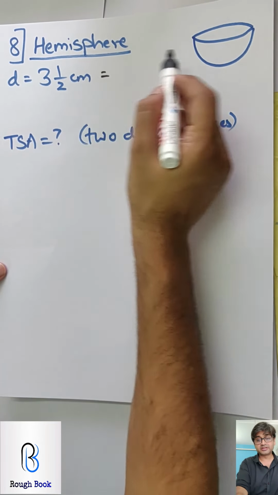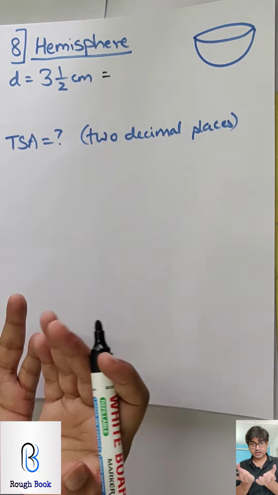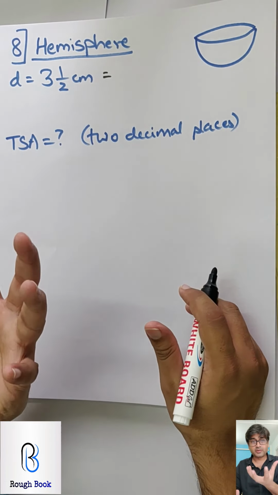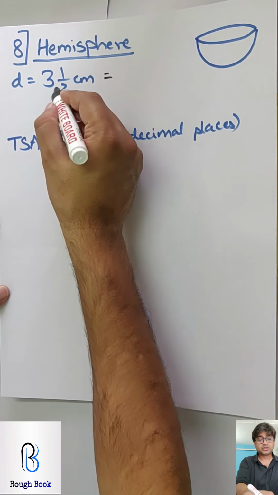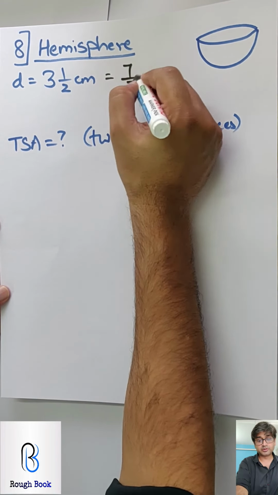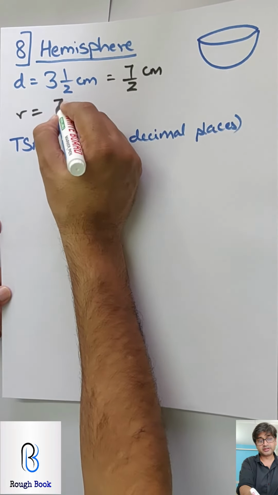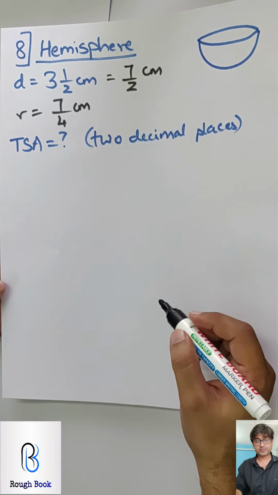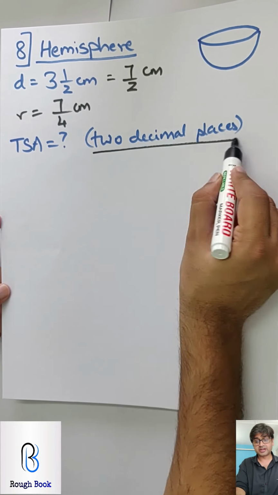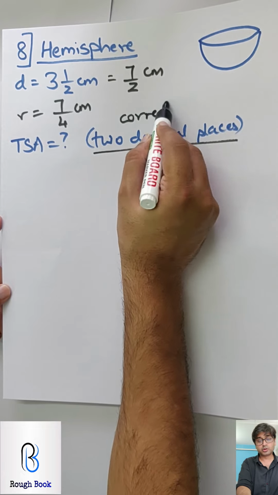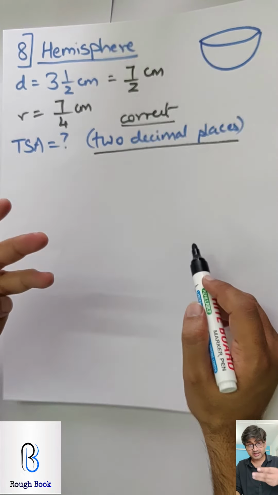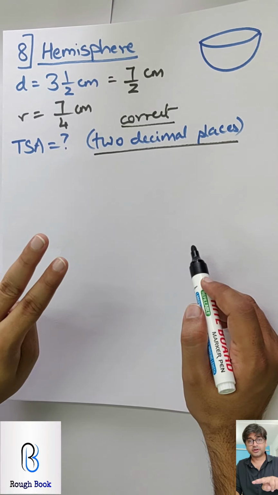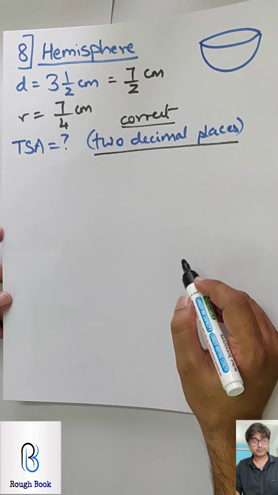So diameter is given for a hemisphere. It's a sphere cut into 2 parts. So automatically what you get is a hemisphere. So that's your hemisphere. So 7 by 2 is your diameter. So radius will be 7 by 4. You need to find total surface area correct to 2 decimal places. Whenever they use the word correct, means you have to go to 3 decimal places and then convert into 2. Will you remember that? Perfect.